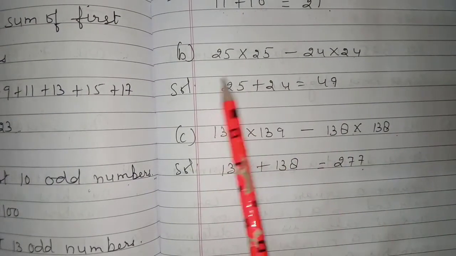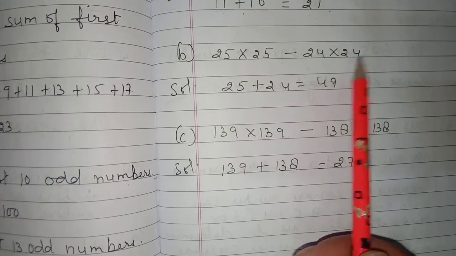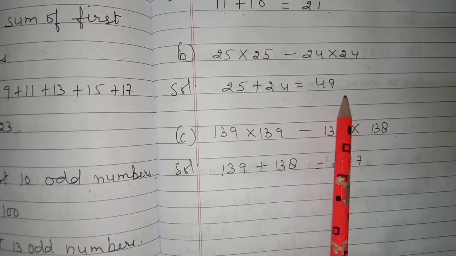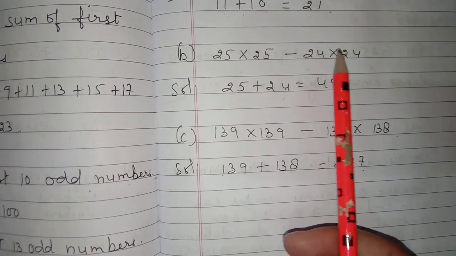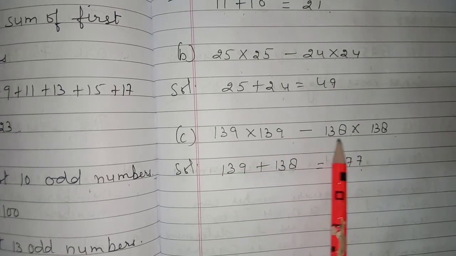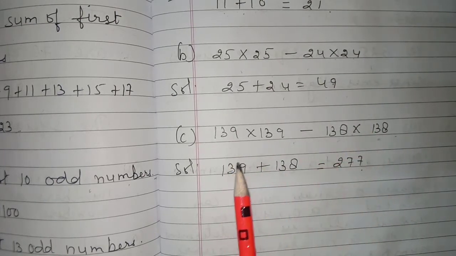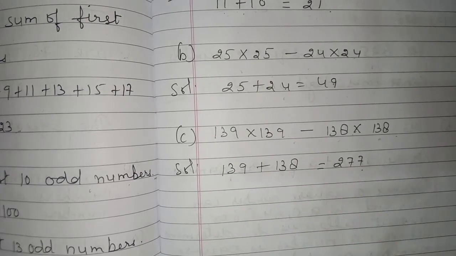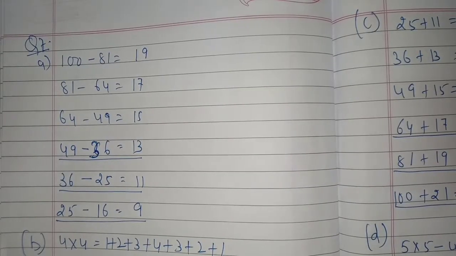Now next is 25 into 25 minus 24 into 24. So the shortcut will be 25 plus 24, that is 49. One from this pair and one from this pair. Next is 139 into 139 minus 138 into 138. So what to do? 139 plus 138, that is 277.